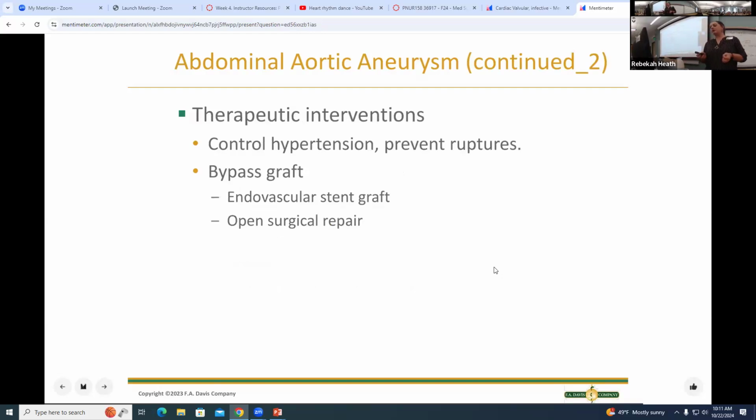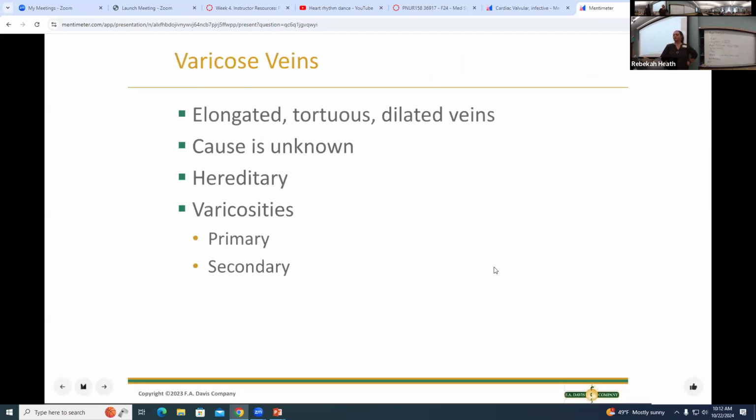Sometimes they might even do an open surgical repair where they will open up the abdomen, push all the guts aside and try to repair the aneurysm. That's a big surgery though. And so typically they want to make sure somebody's young and healthy enough to survive the surgery. A lot of times these patients who have these aneurysms are not young and healthy enough to survive the surgery. So you just do damage control, meaning keep their blood pressure low, keep their stress low.